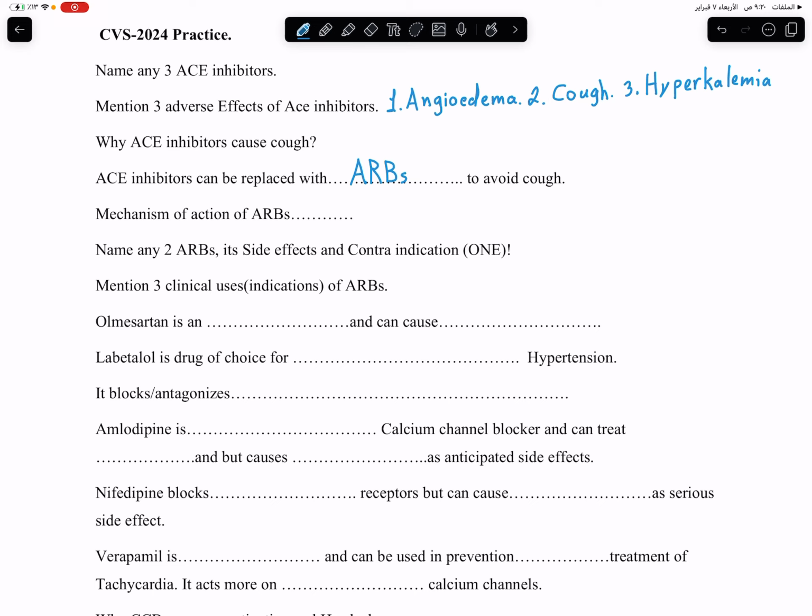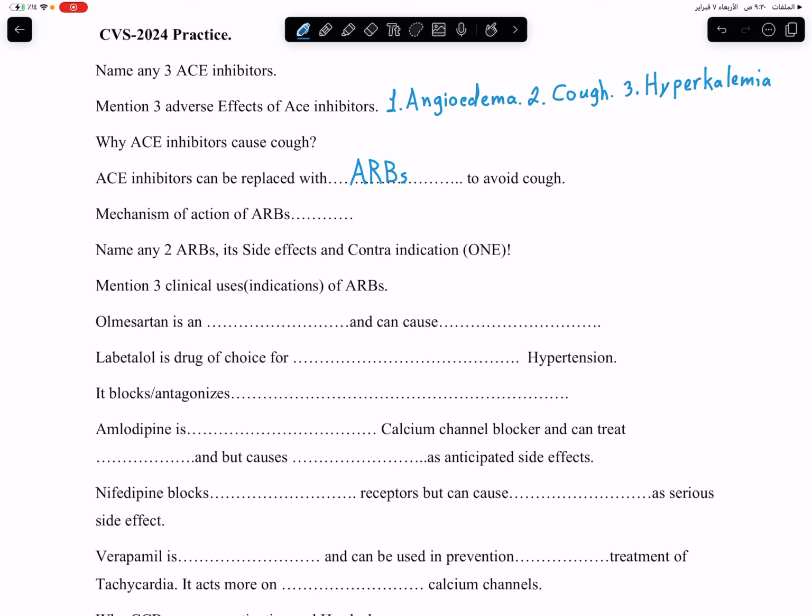Okay, mechanism of action of ARBs. They block angiotensin 2 type 1 receptors. So that is the mechanism of action of ARBs, angiotensin receptor blockers.